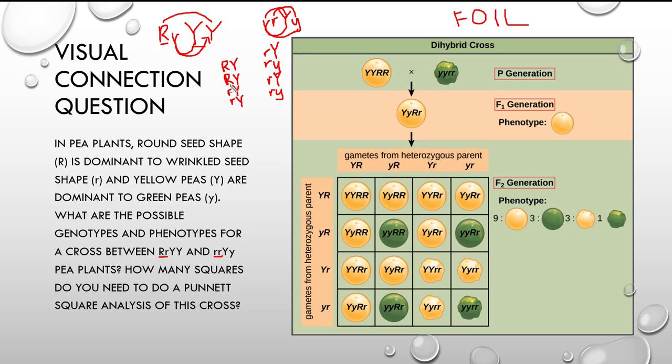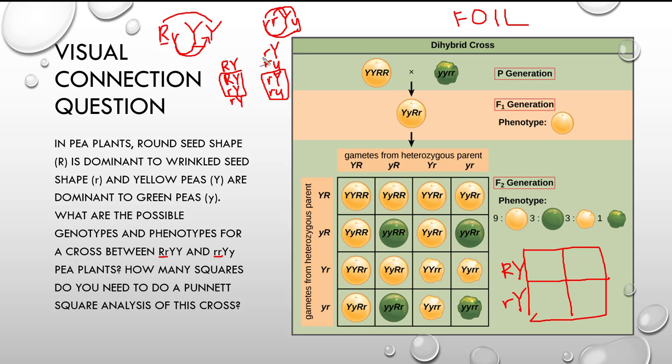So I actually only need to set up a Punnett square with these two combinations and these two combinations. So I actually only need to set up a Punnett square with 4. So I'm going to do big R, big Y as one of my gamete combinations, and little r, big Y as the other one from this parent. Okay, you could do all 4, but it's going to give you the same results no matter what.